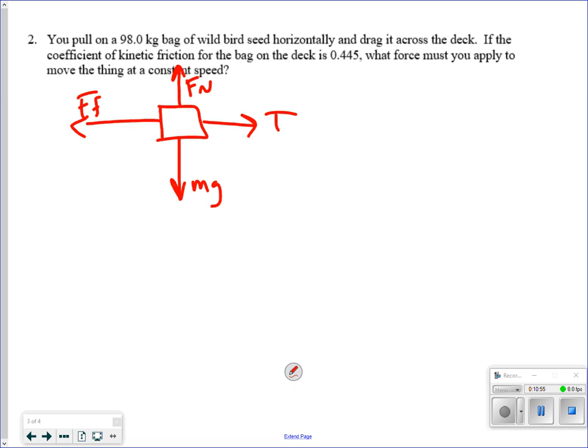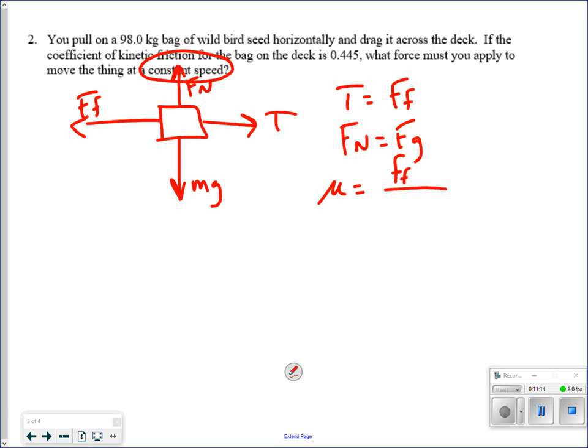All right, since you are moving with constant speed, which is told right there, you've got to have balanced forces. This tells me that tension will equal the force of friction. Normal force will equal the force of gravity. Okay, and you're given the coefficient of friction. So if you're given mu, we know that that's the force of friction over normal. Or a lot of folks like to write it this way, just because it's easier for them to work with. Okay, so let's start with what we can figure out.